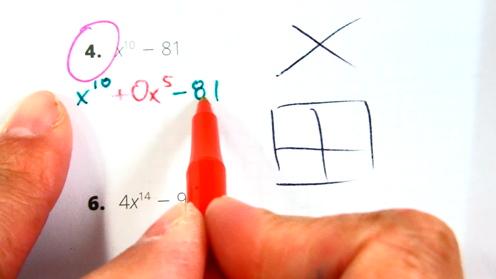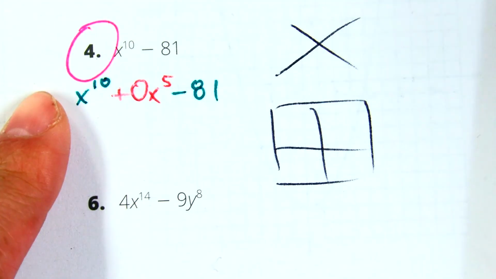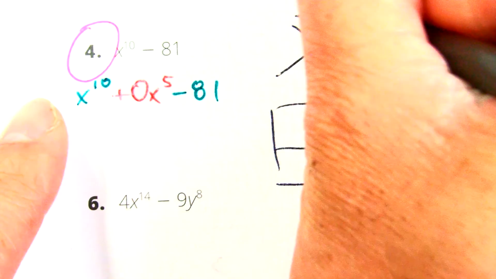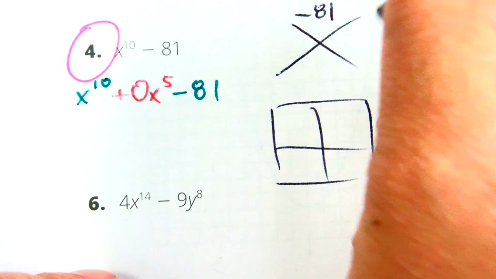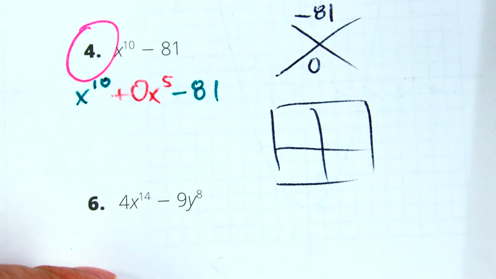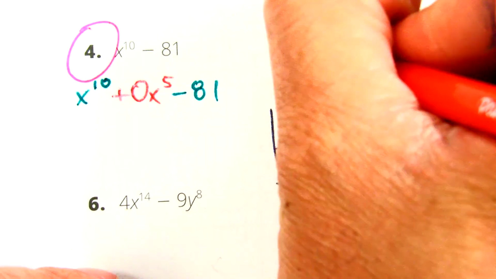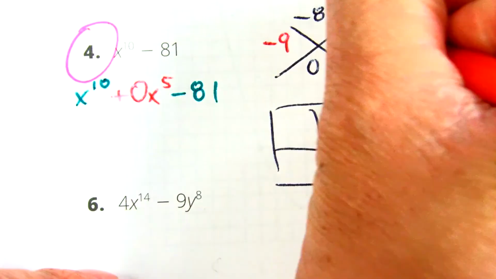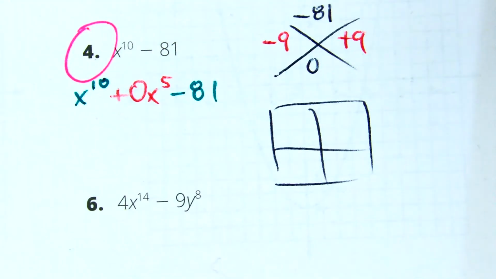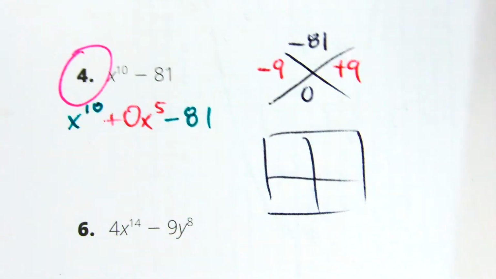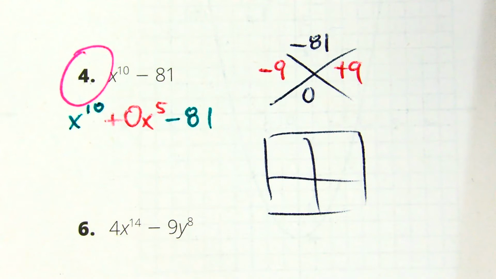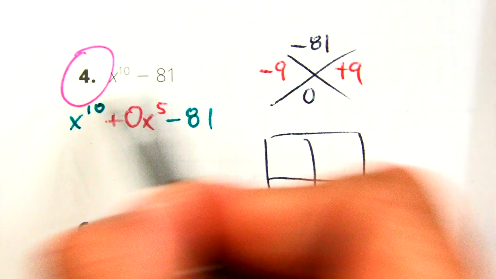A times C? Negative 81. B value? 2 numbers. Negative 9 and positive 9. Now, if you have been doing this with me for a long time now, your A value is equal to 1, so all you need is just really the X.